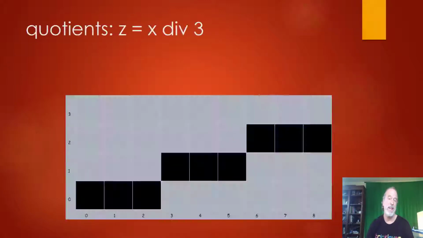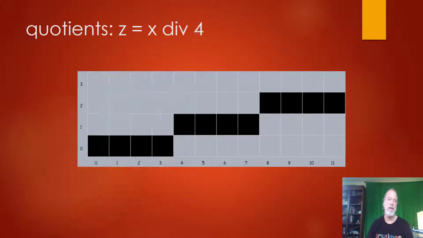Now, of course, if I change the div from 2 to 3, I get a similar kind of pattern here. And likewise, if I do a division by 4, an integer division by 4, I get just a larger step, right? Okay.